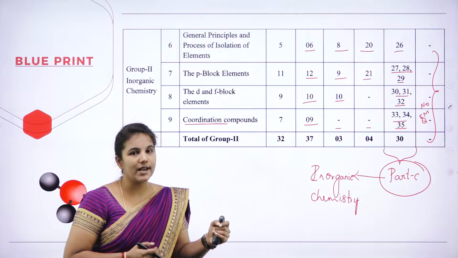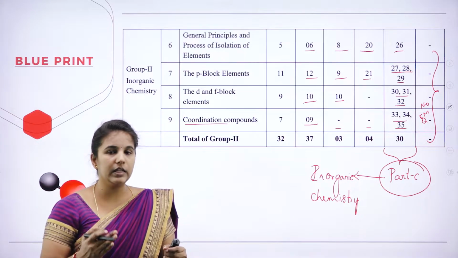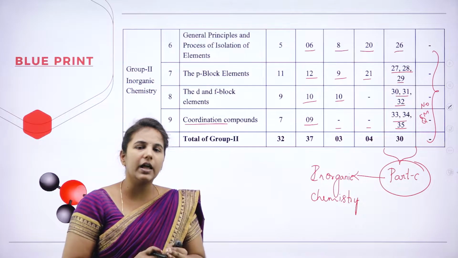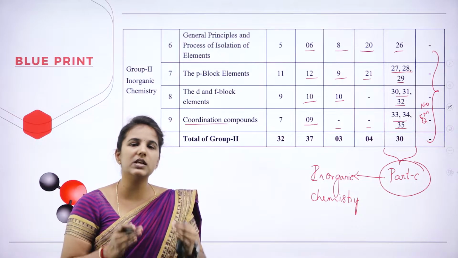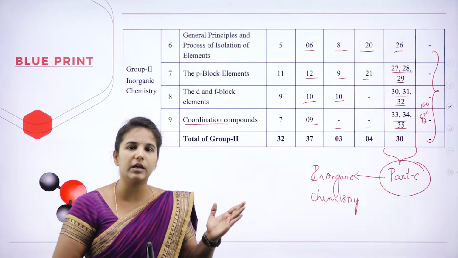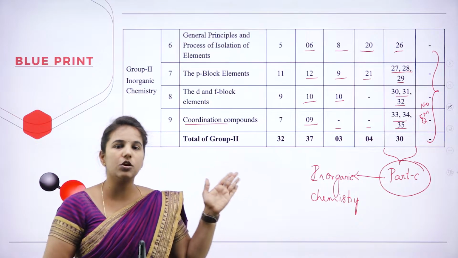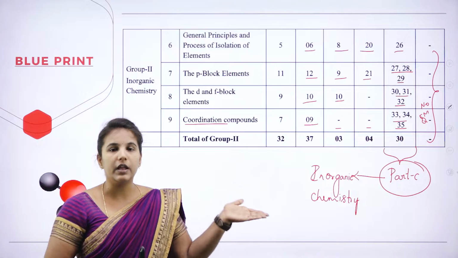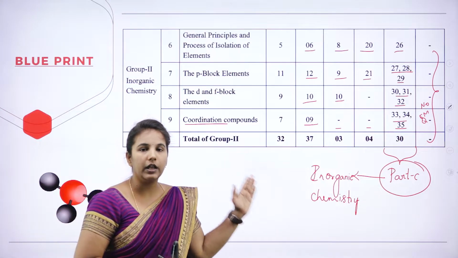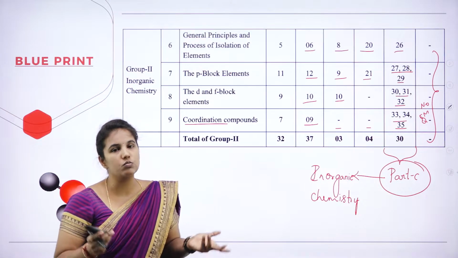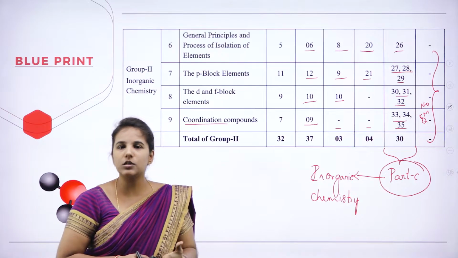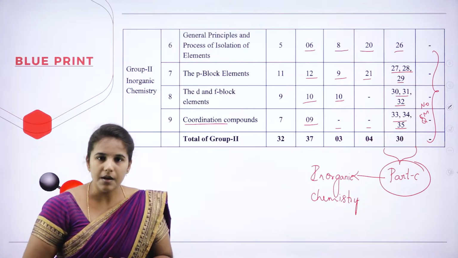So please understand here, in inorganic chemistry there is no 5 mark question at all, but there are many questions in part C. Part C is always meant for inorganic chemistry, and if you focus on the 3 marks, you can easily get 3 out of 3 in all the inorganic chemistry questions, because most of the questions have been repeated many times. If you focus on that, you can easily get the marks.